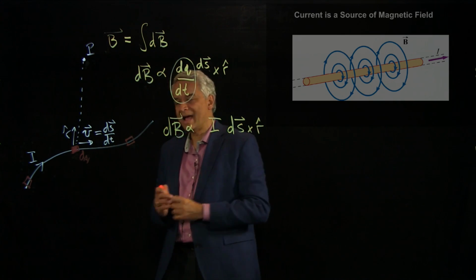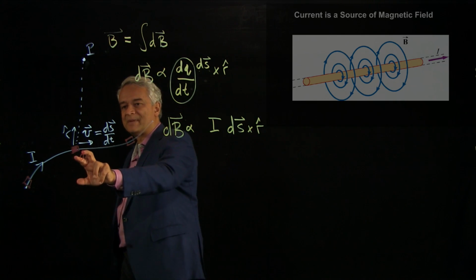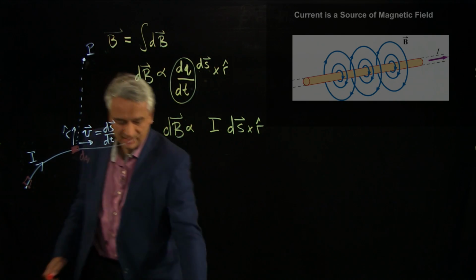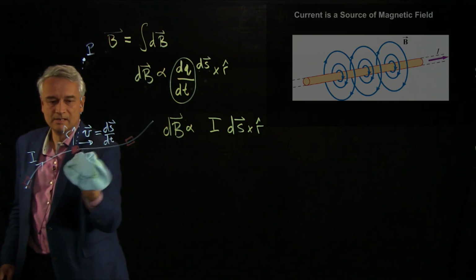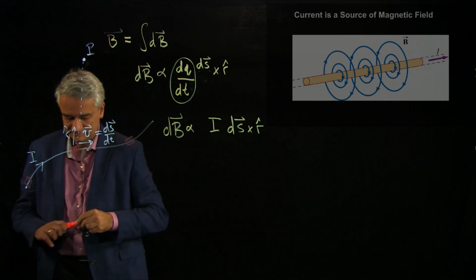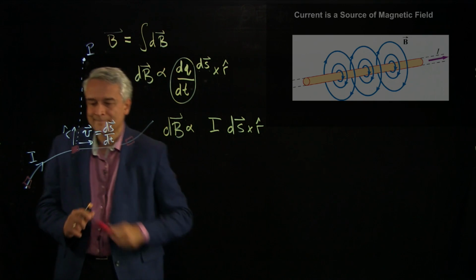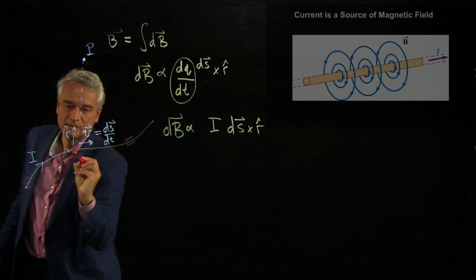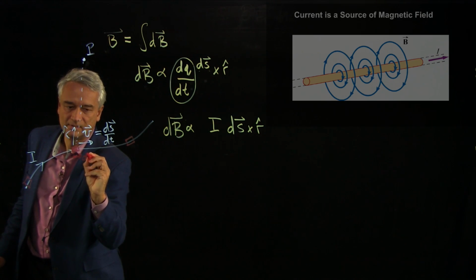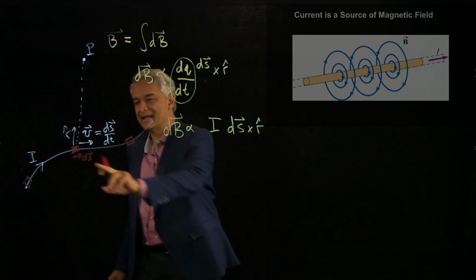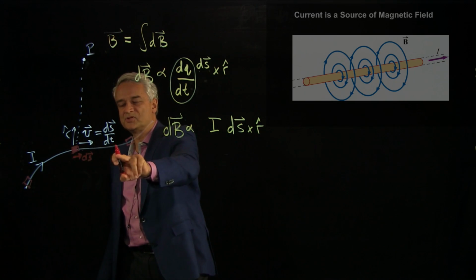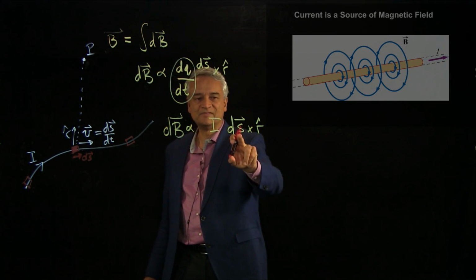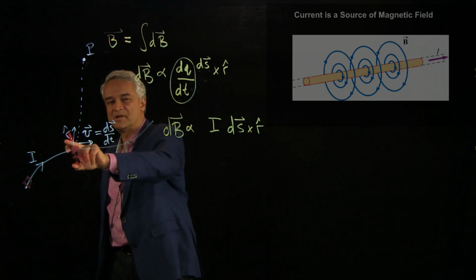The way I'm thinking about this is I have a little segment of the wire right here. I'll do it in red. Here's my little segment of the wire. This is my ds vector. And there's a current flowing through this wire, and that current is I. That I is in front here. And then I have this ds vector crossed with the r hat vector.